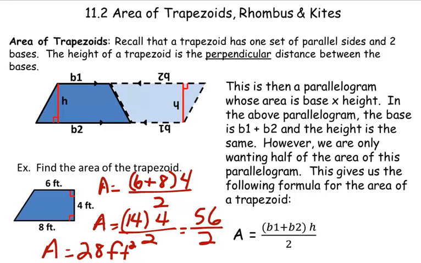Now, if we already had the area, we'd plug in the area here and solve for which piece we don't know. If we didn't know the height, we would add the bases together, multiply both sides by 2, and we would be solving for the height at the end. So we can work on one of those later.